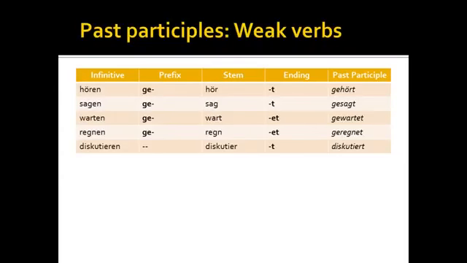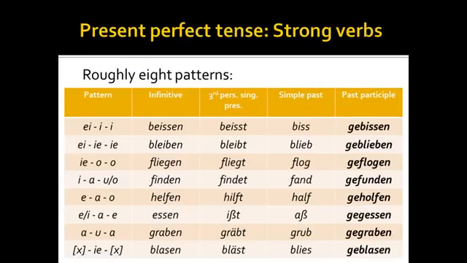Now, like I said, the past participle with weak verbs is easy to form. Unfortunately, with German, it's not so easy with strong verbs. However, what we do have going for us and to our advantage is that these strong verbs follow roughly 8 conjugation patterns. And I have the patterns listed here on the screen. You could pause the video lecture to take a look at those at your convenience, at your leisure.